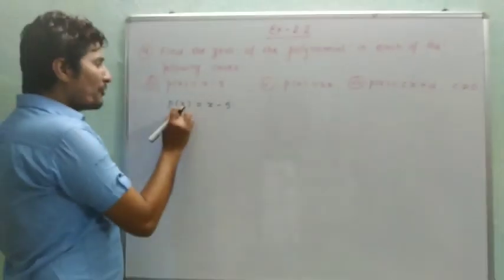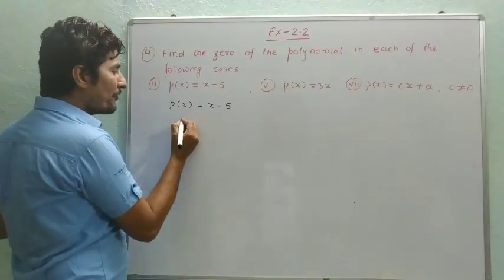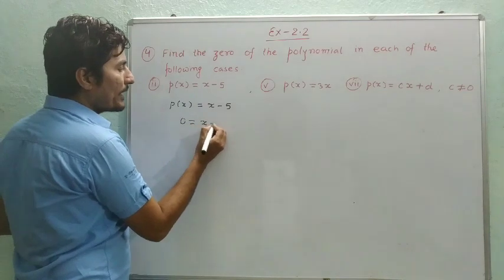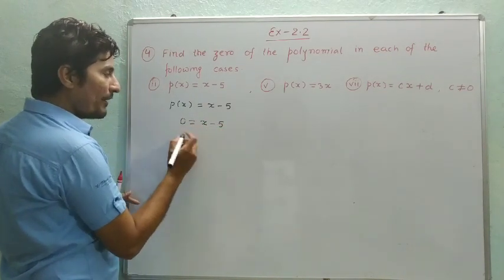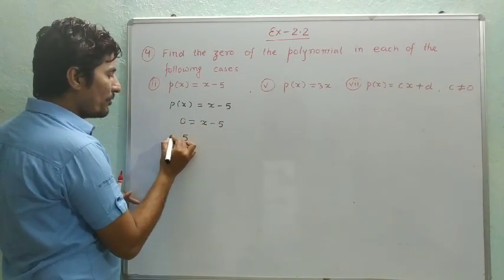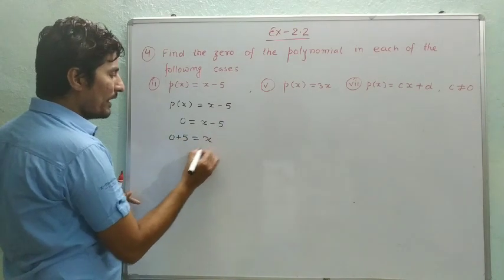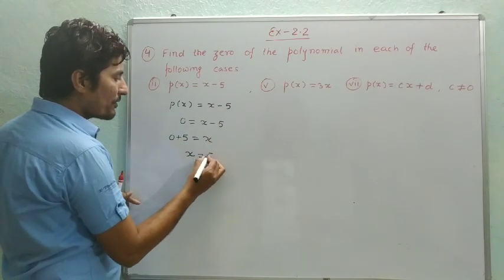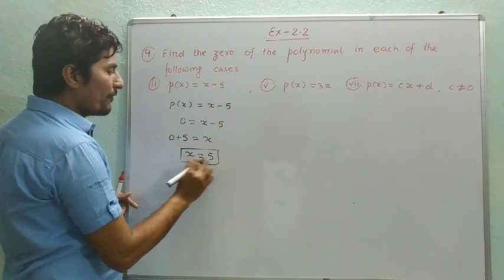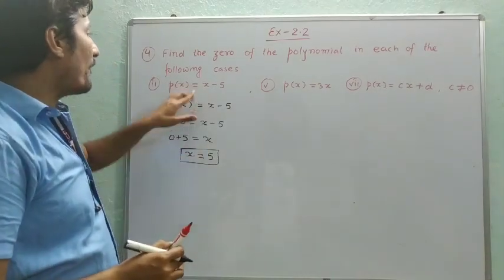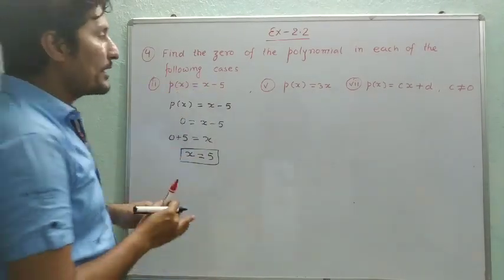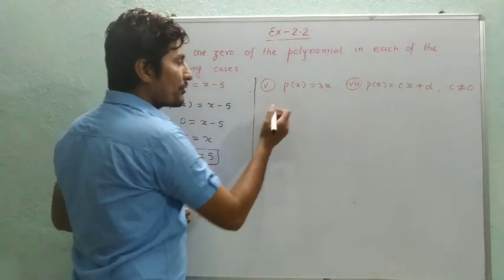Then on the place of P(x), we have to place 0. And here x minus 5 will be as it is. 5 will come this side. So we can write 0 plus 5 equals x. And finally we can write here x equals 5. x equals 5 is the zero of this polynomial. Similarly, we can solve the next question also.